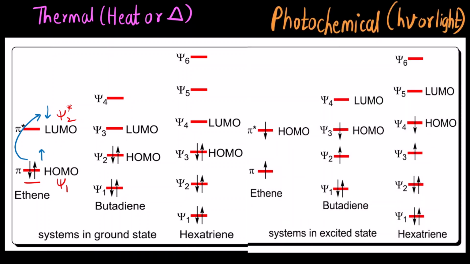So accordingly, the orbital overlap will also change, and the product that we will get will be different. Okay, so it's very important. For thermal and photochemical conditions, we must know how to identify the HOMO and LUMO. In some NET papers or previous year GATE question papers, they've directly asked what is HOMO and what is LUMO. Okay, not asking the product of the reaction or something. Directly they have asked which molecular orbital is HOMO and which is LUMO.